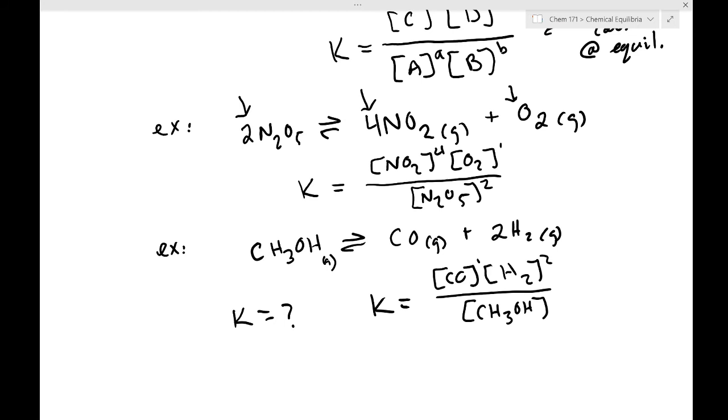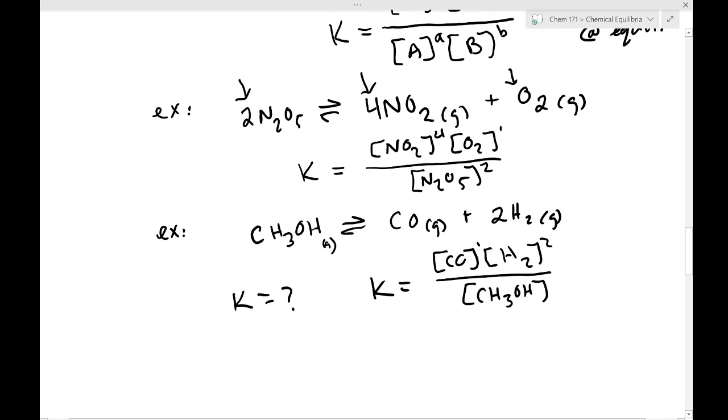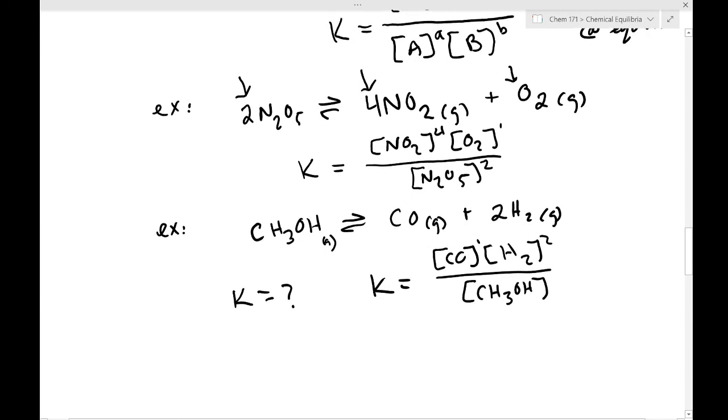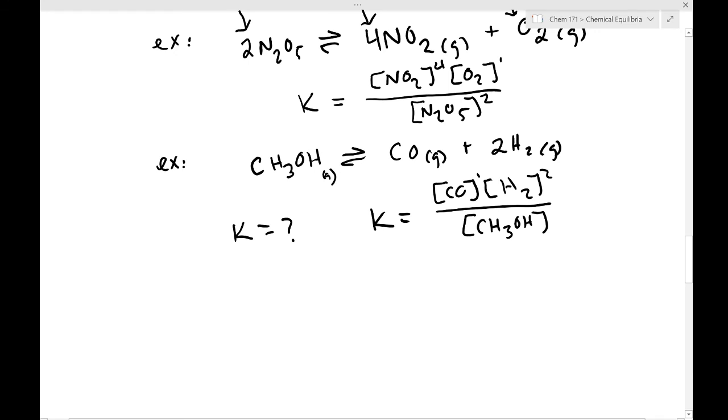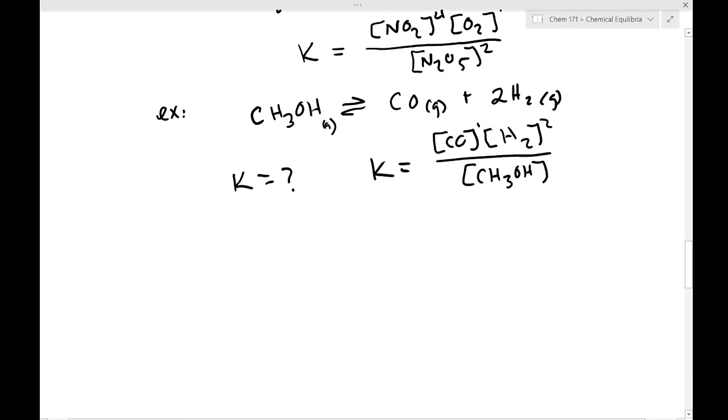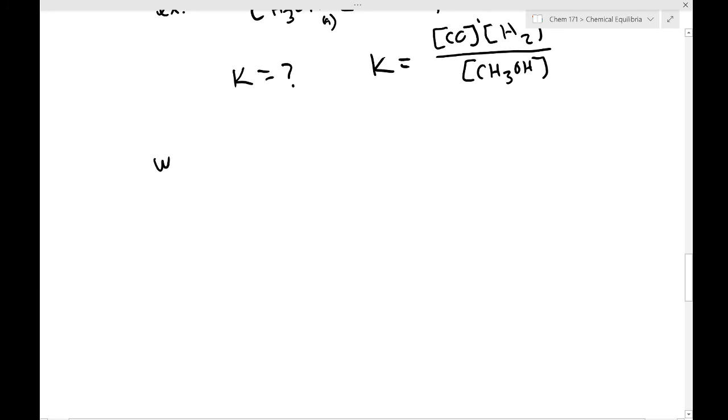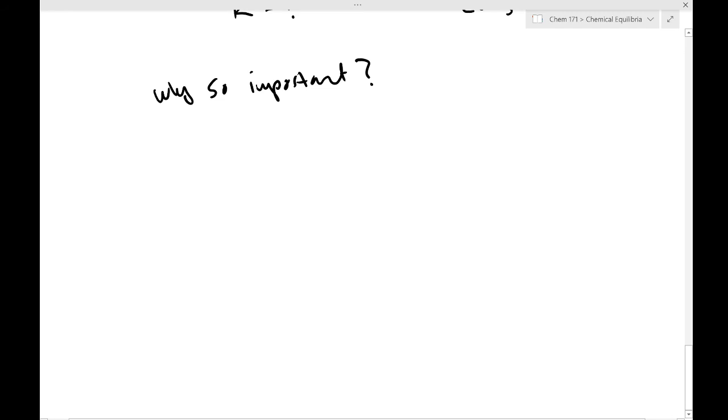You might be asking yourself, okay, interesting, I follow, I can figure out how to do this, but how in the world does this help me figure out concentrations, and why is it so useful? Why is this so important? Well, we can make some generalizations. Okay. We can say that when K is much greater than 1, the forward reaction is favored.